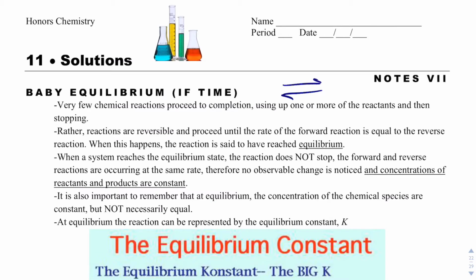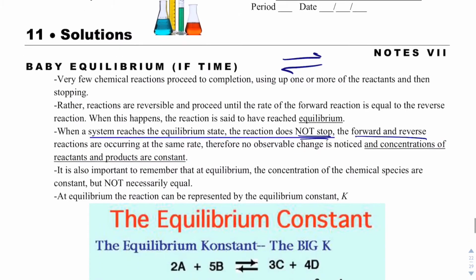The example that I always use in class is that scenario when you're on the highway and you look over at the car next to you and it appears that they're not moving, but it's just that you're traveling at the same speed. So it appears that nothing is moving, but in fact you really are. When a system reaches equilibrium, the reaction actually never stops. The forward and reverse reactions just occur at the same rate, therefore it appears that nothing is changing.